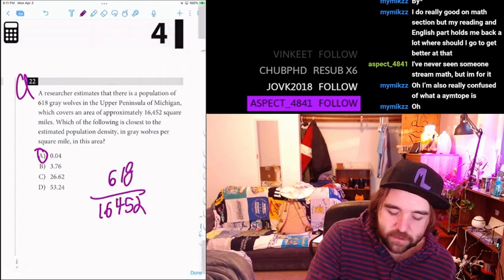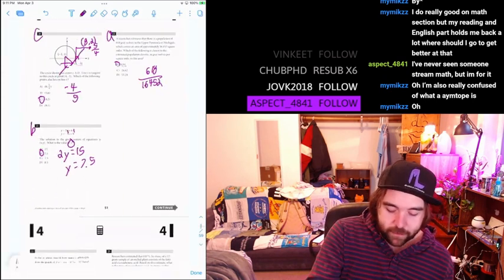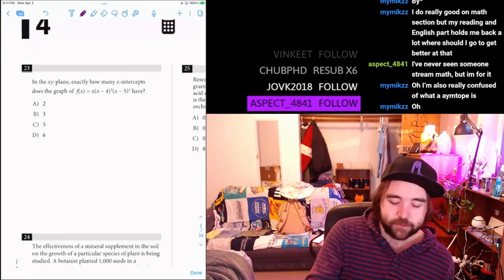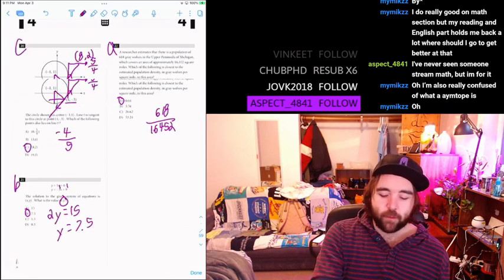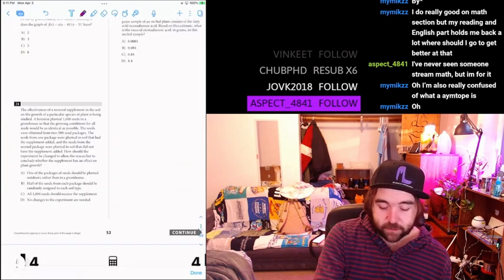And that makes sense, right? It's very not dense. There's only 618 wolves in that many square miles. There ain't that many wolves in every square mile. It'd be more normal to do square miles per wolf. But that is not what they're asking for.